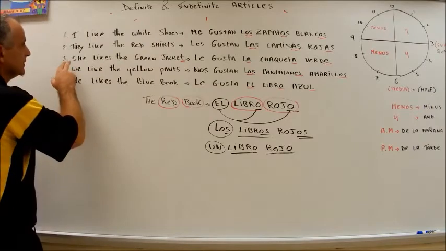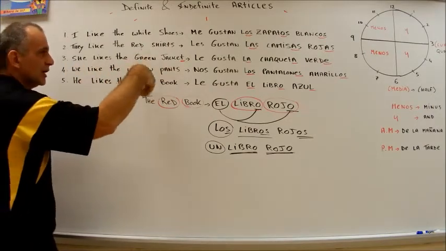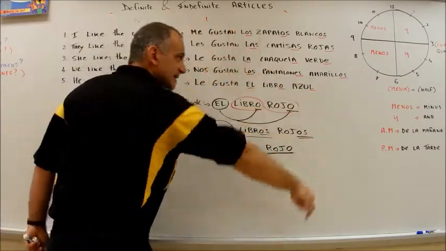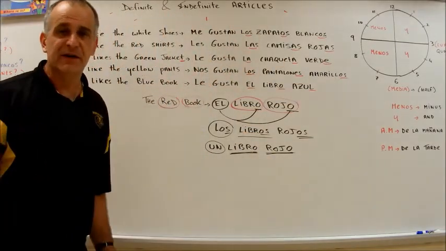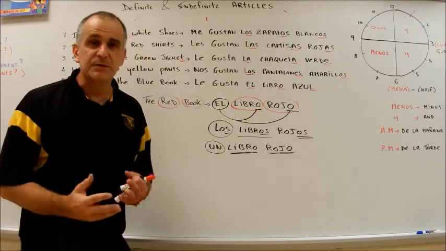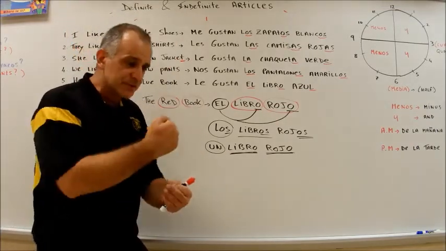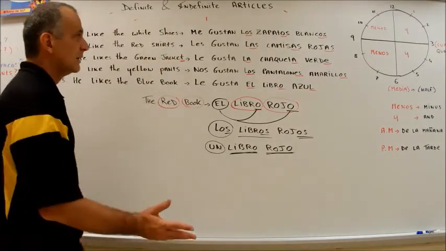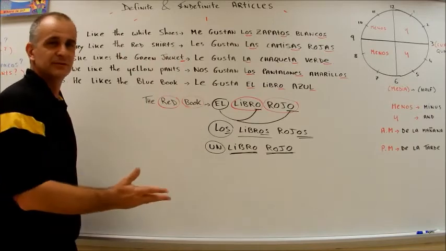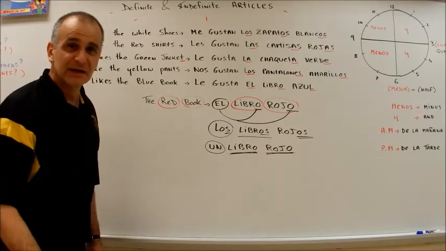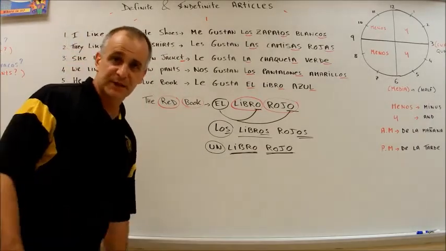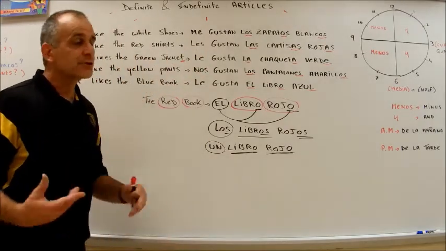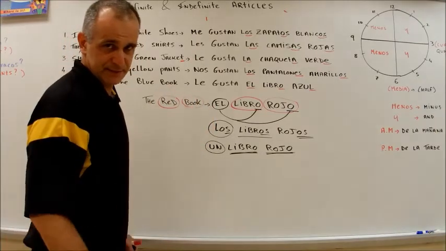Watch. Number three, she likes the green jacket. Okay? Le gusta with the A. Why? Because it's one jacket. La chaqueta verde. Now, when you have an adjective like verde, green, that ends with an E, it's neutral. You can use it in masculine just as well as with the feminine, okay? Like if you want to say the green shoe, you'll say el zapato verde. The green shoes, los zapatos verdes. Now you want to say the green shirt, la camisa verde. The green shirts, las camisas verdes.